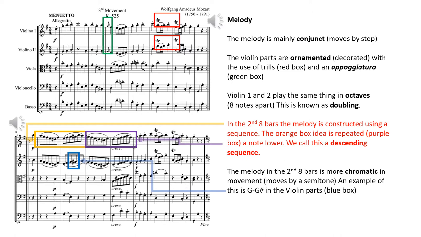Let's have a look at the second 8 bars of the minuet. In the second 8 bars, the melody is constructed using a sequence. The orange box shows an idea which is repeated a note lower in the purple box. We call this a descending sequence. Have a listen.